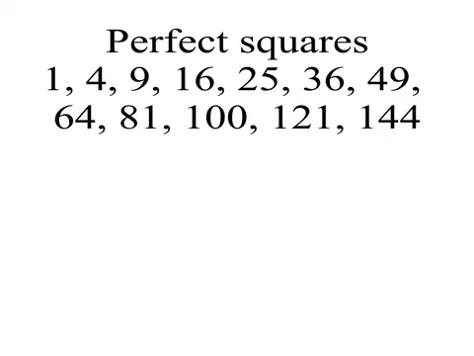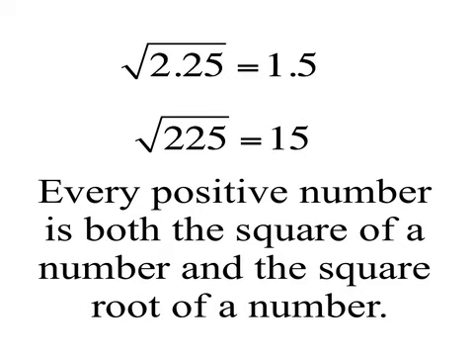Every positive number is both the square of a number and the square root of a number. Usually those two numbers are different, but there's one special case, and that's the number 1. 1 squared is 1, and the square root of 1 is 1.